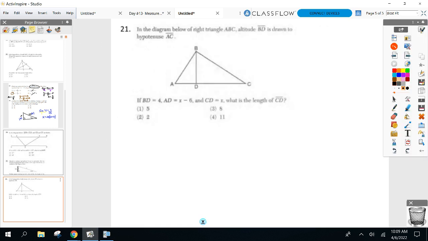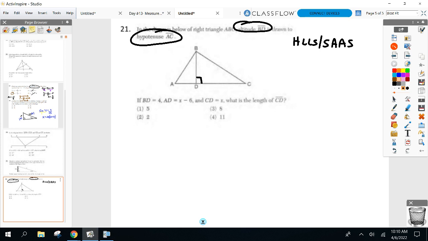All righty. Right triangle ABC. BD is an altitude. Just by looking at the diagram or the directions, altitude BD drawn to hypotenuse AC. Do we know, I'm not even reading the question, what type of problem it's going to be? This is hills and SAS. It's just a matter of what do I have enough information for? So let's find out. BD is 4, AD is x minus 6, CD is x. What's the 4 again?